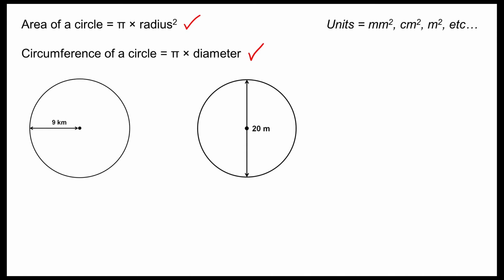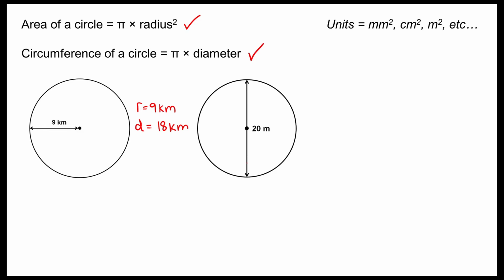In my first question I'm given the radius, that is the distance from the centre to the outside, so I can write down that the radius is equal to 9 kilometres. I know that the diameter is going to be double this, which is 18. The diameter is the distance from one side of the circle to the other, passing through the centre.